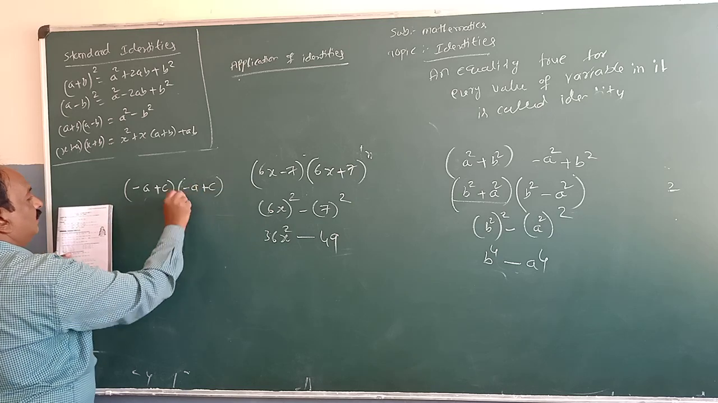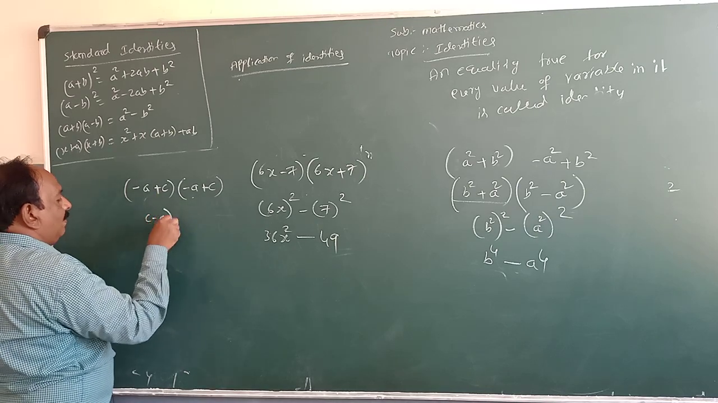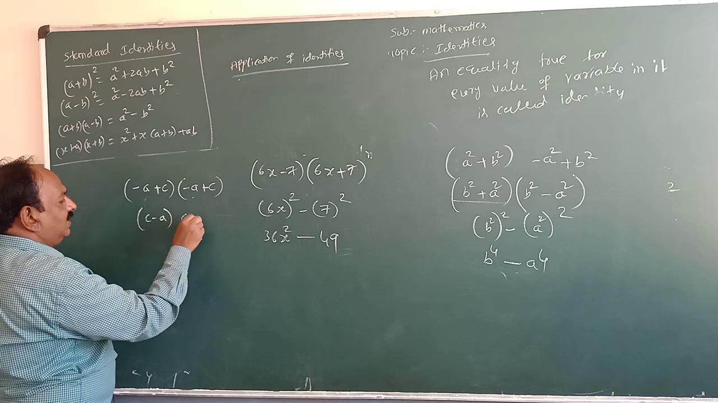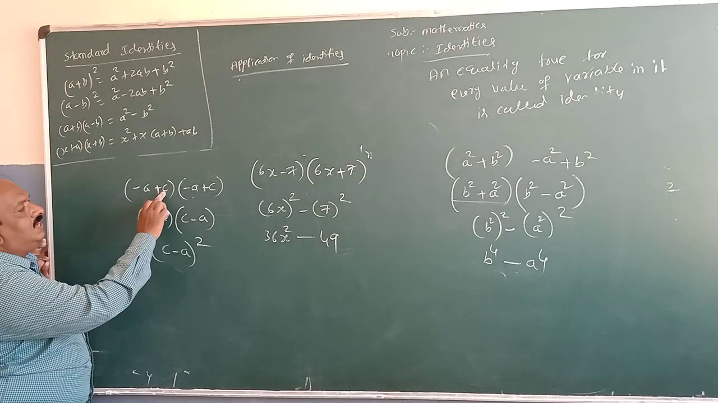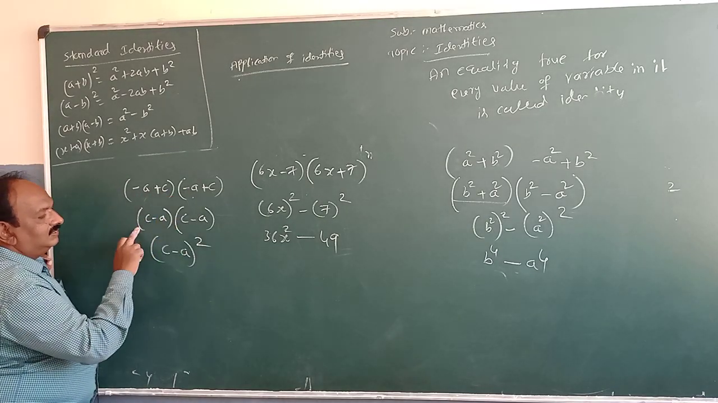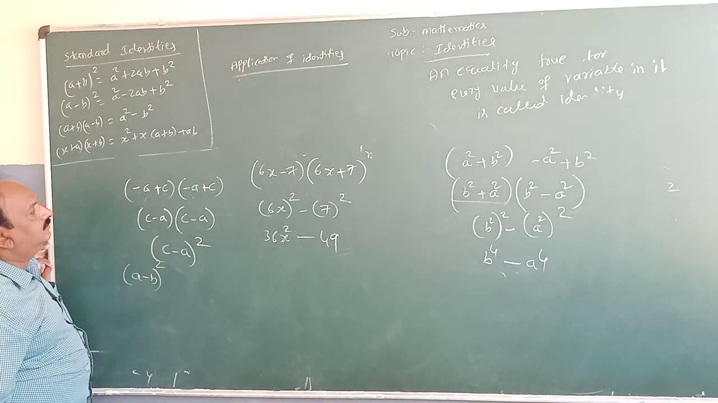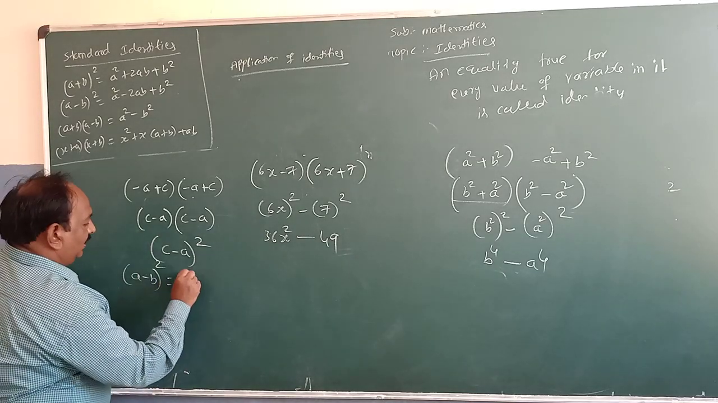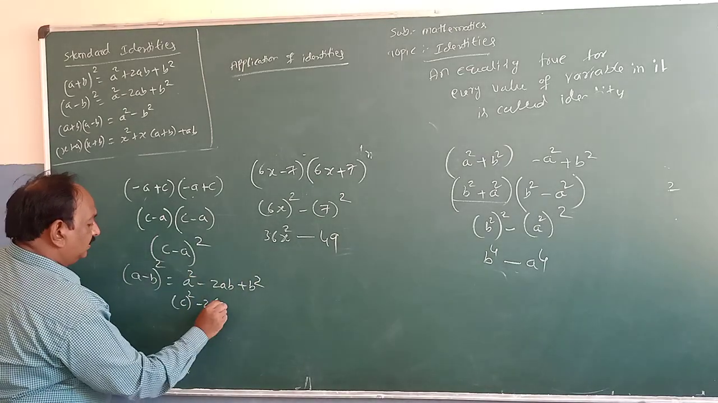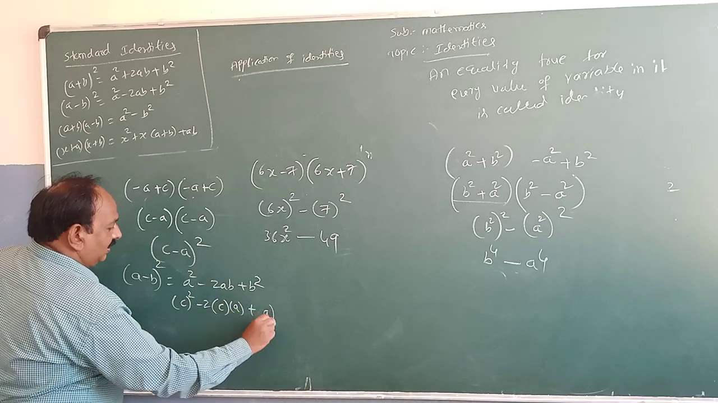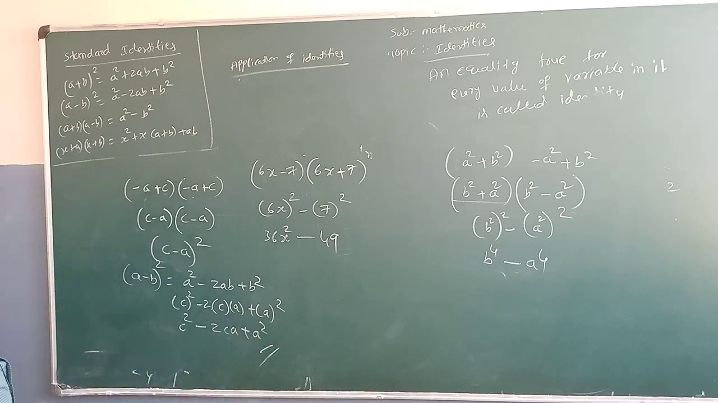Next, (−a + c)². This can be written as (c − a)(c − a), which is (c − a)². Using (a − b)² = a² − 2ab + b², we get c² − 2ca + a².